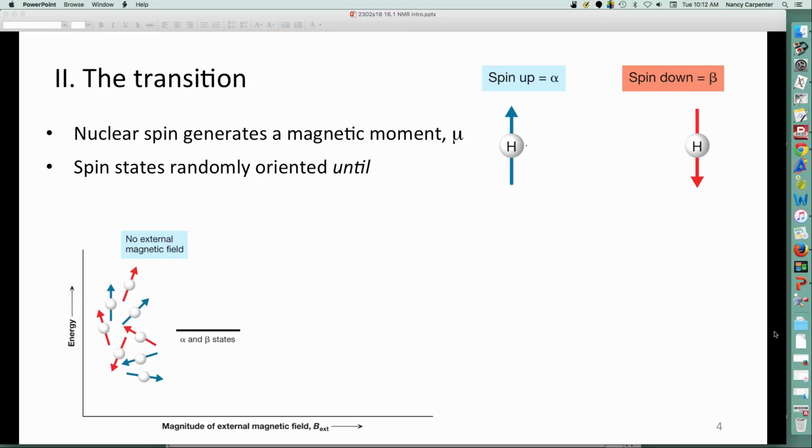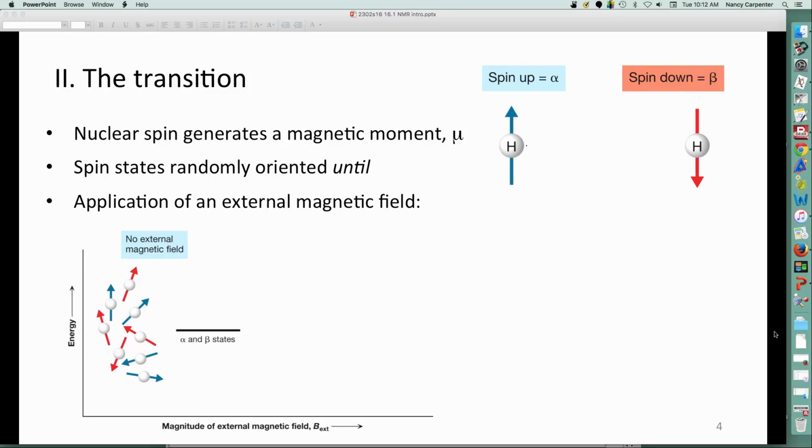Really, these nuclei in any molecule are all randomly spinning around and oriented any which way. In that case, what you can see here is that in terms of energy, those little spinning magnets are all what we call degenerate. They all are exactly the same energy. None is higher energy than the other.